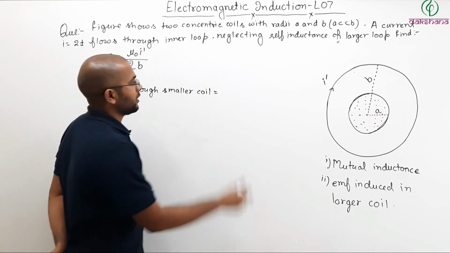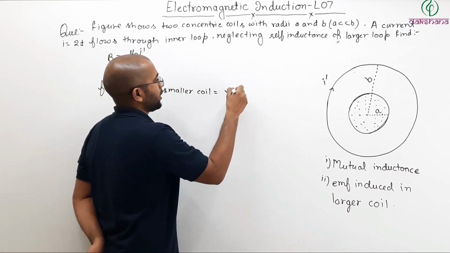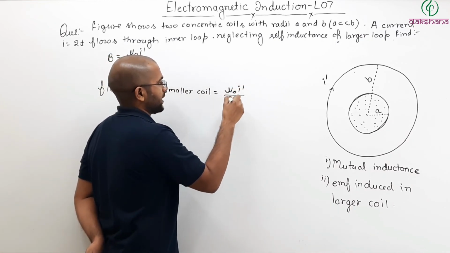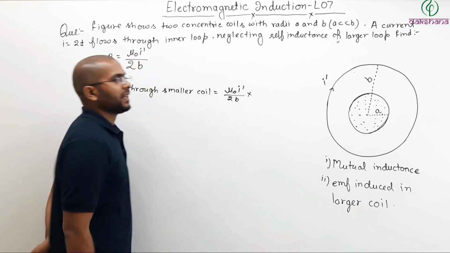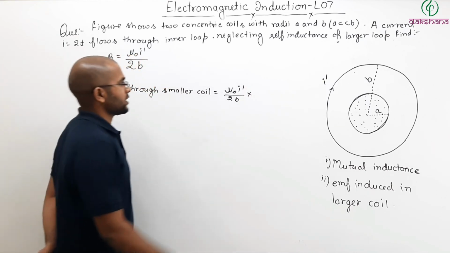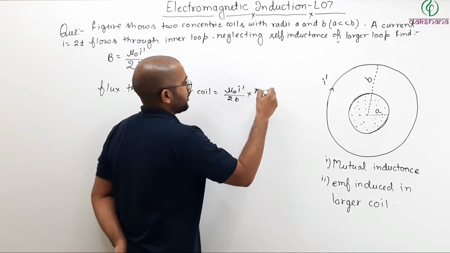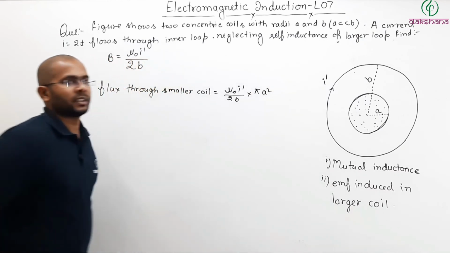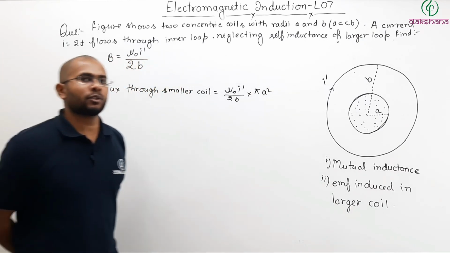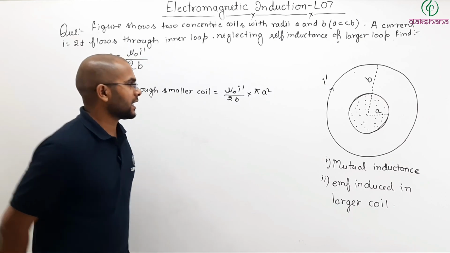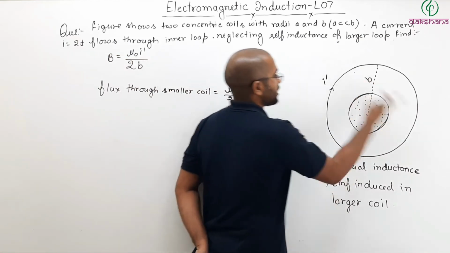Flux through the smaller coil will be field μ₀I'/2B multiplied by the area of the smaller coil. What is the area of the smaller coil? πa². This is the flux. And according to Faraday's law, I can write the EMF induced in the smaller coil.